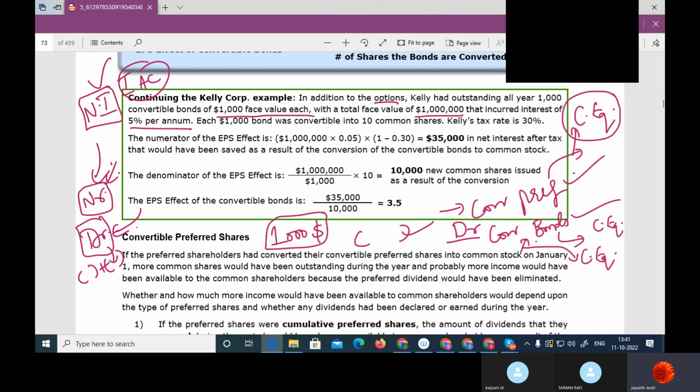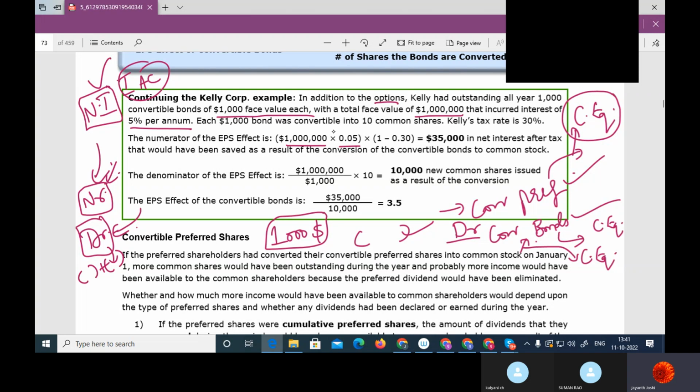Whatever bonds the Kelly company has issued to people, that means the company has borrowed money from people and given them security. What is a bond? A bond is a borrowing. Since the company has borrowed money from them, it has to pay interest, isn't it so? So what is the interest the company is supposed to pay? Actually, it is $50,000 on this $1 million.